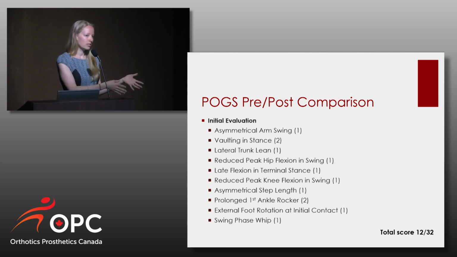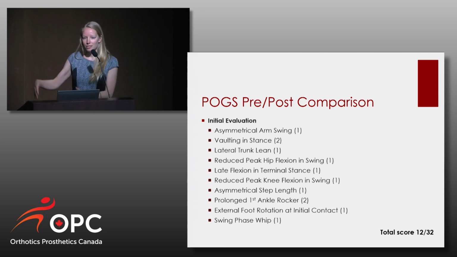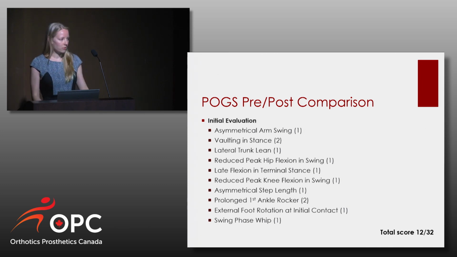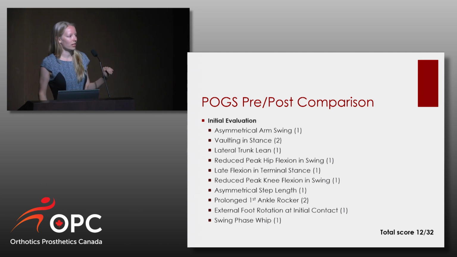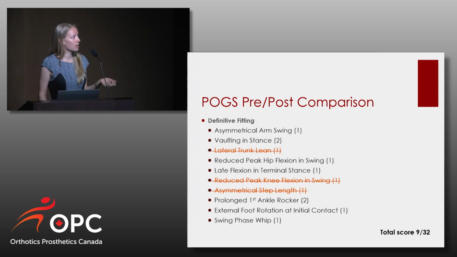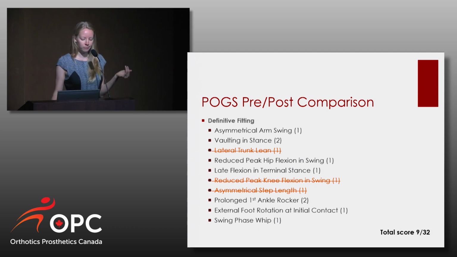We fit him with a new prosthesis, went through it all. A couple months later, we have the definitive prosthesis. Everything's been sorted out. And this is what happened: we managed to get rid of 3 of the gait deviations by changing his socket. Lateral trunk lean, reduced peak knee flexion in swing, and asymmetrical step length were all solved. So with the new socket, he walked with a much more symmetrical step length and a lot less lateral trunk lean.